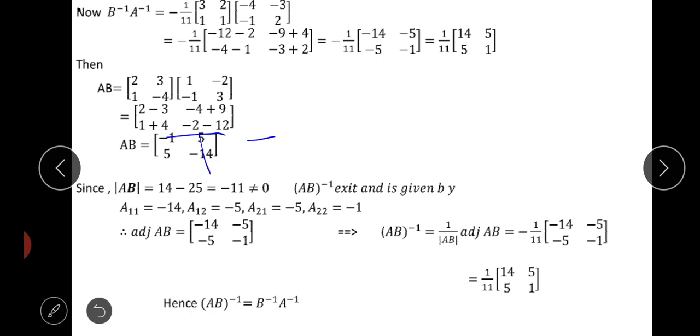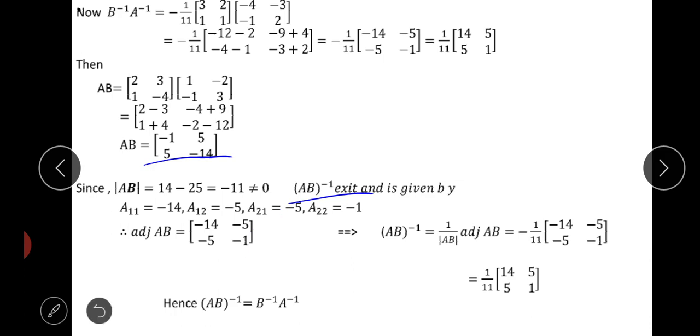Then cofactor of A21, delete second row and first column, we will get 5, and 2 plus 1 is 3. Minus 1 to the power 3 is minus 1, minus 1 into 5 is minus 5. Then cofactor of A22, delete second row and second column, we will get minus 1. Therefore adjoint of AB is equal to, converting rows to columns, minus 14 first element and minus 5 here. Then second row converts to second column, minus 5 first element and minus 1 second element.